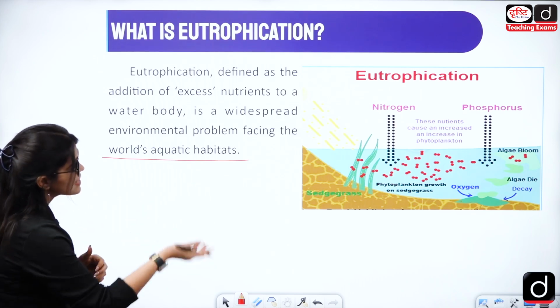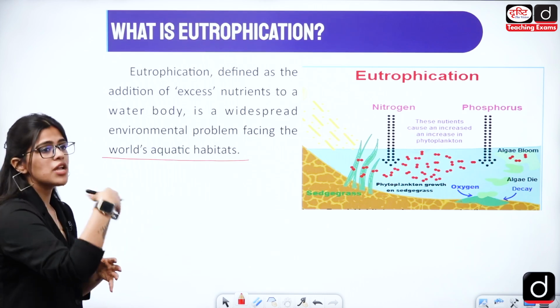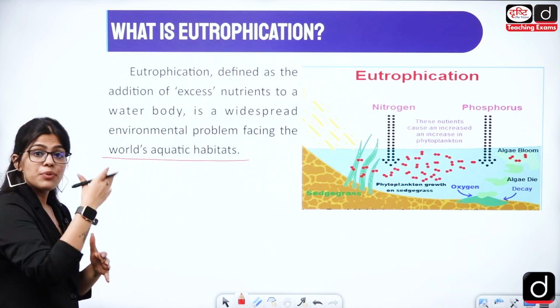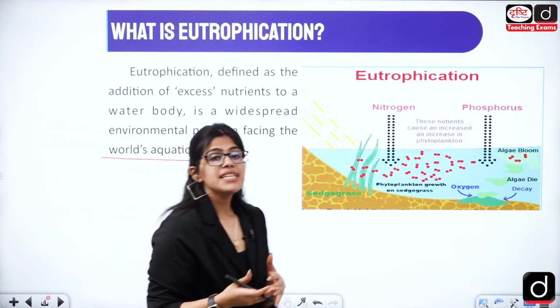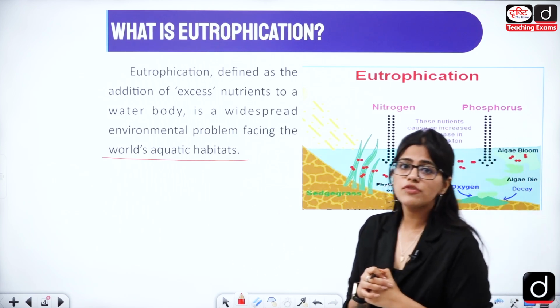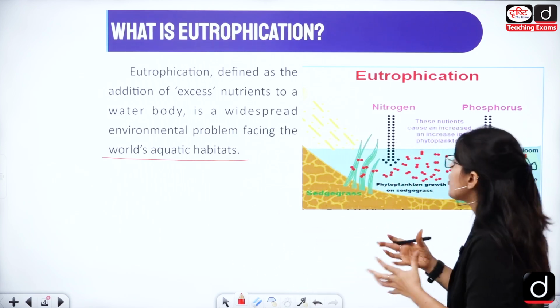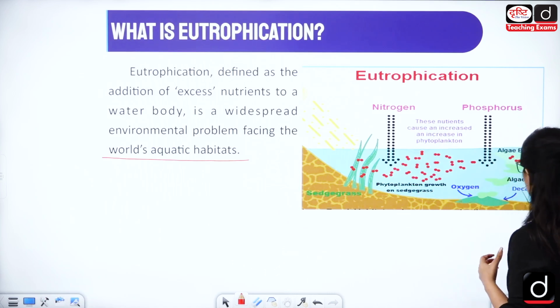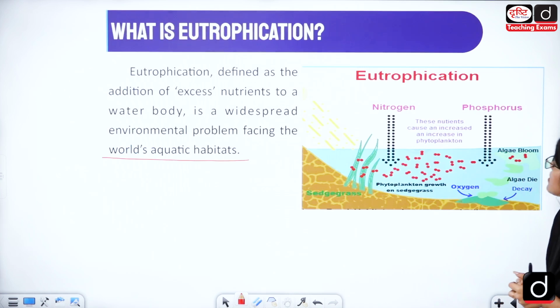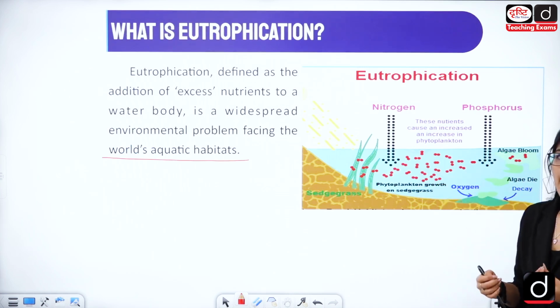The addition of excess nitrogen and phosphorus and other nutrients in the water will make it an unfit water body, and the natural process of the water body would be changed. So this process is called eutrophication. You can look at the diagram here, and the things would be clear. Look at this process: the phytoplankton growth actually increases.